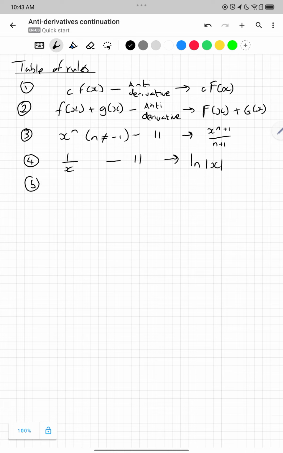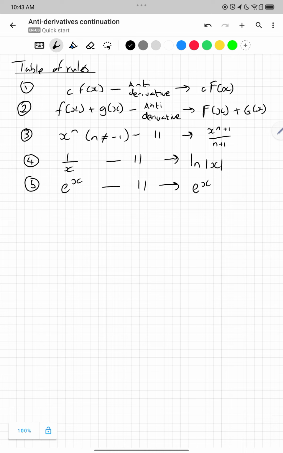And for 5, we have e to the exponent of x, and the antiderivative of that will be e to the x. I like e to the x because it never changes. And you don't have to think when integrating. Oh, spoiler alert: when you derive e to the x, you don't have to think 10 times, twice, 300 times. Nah, it's still the same.